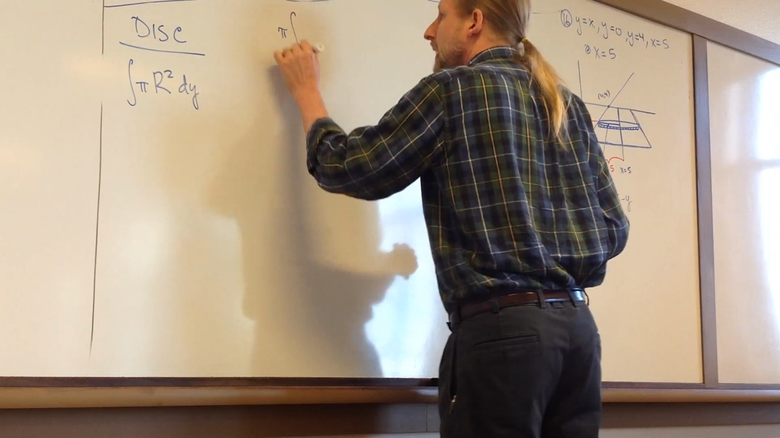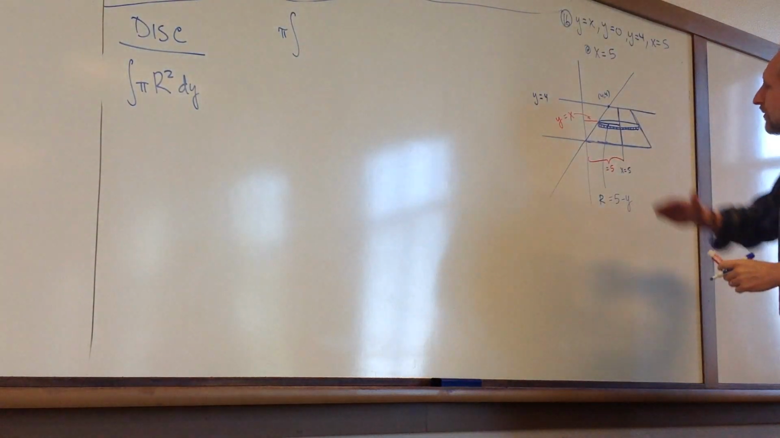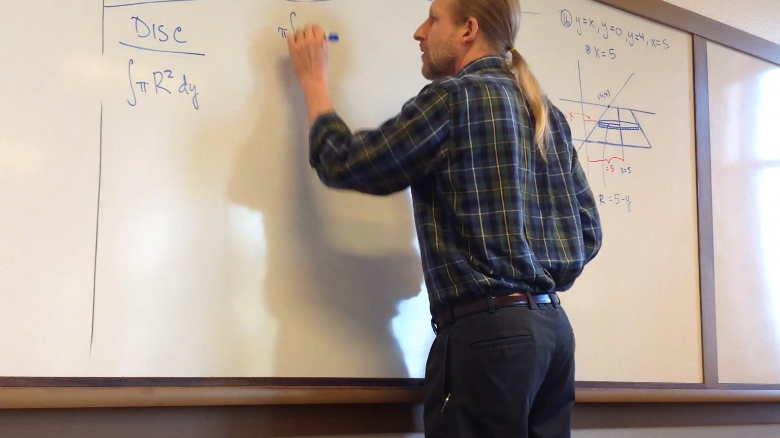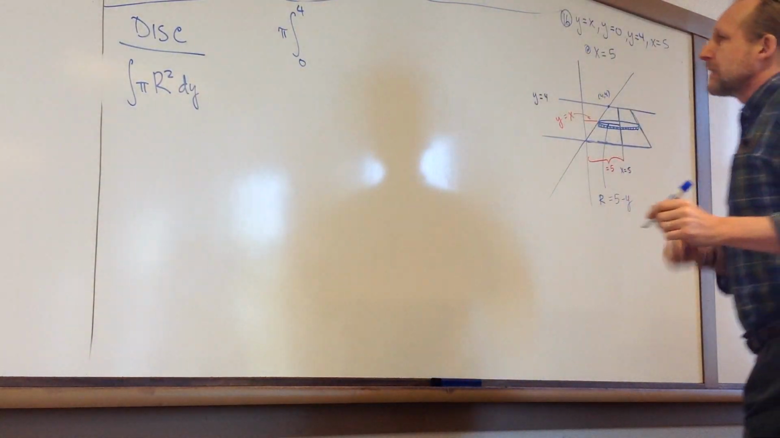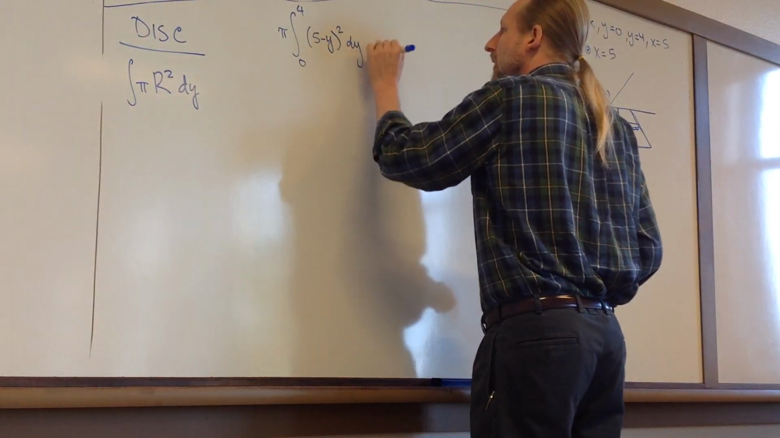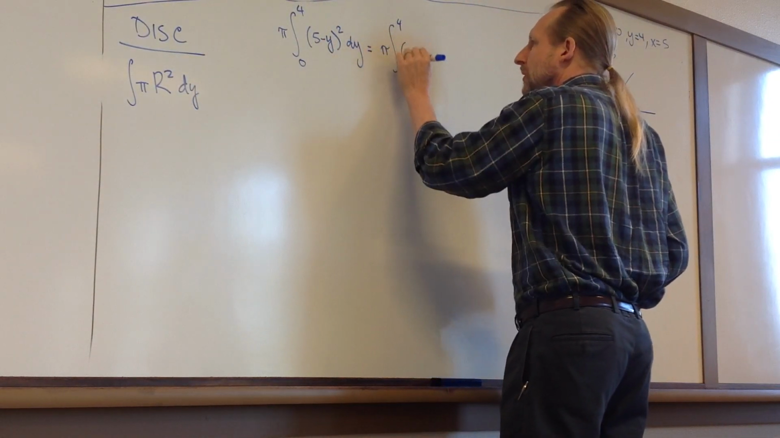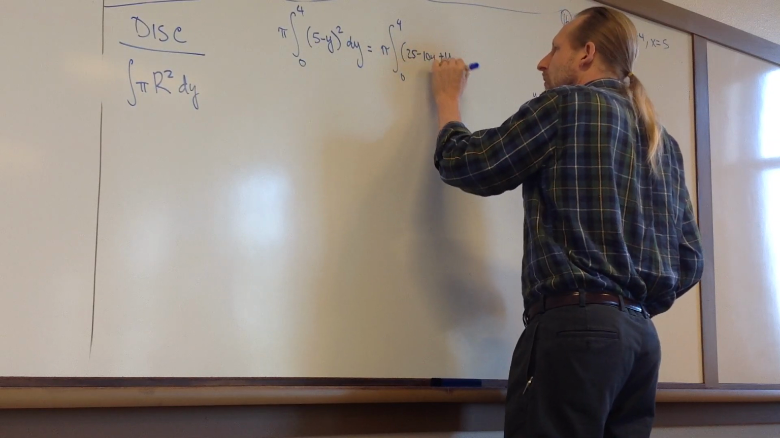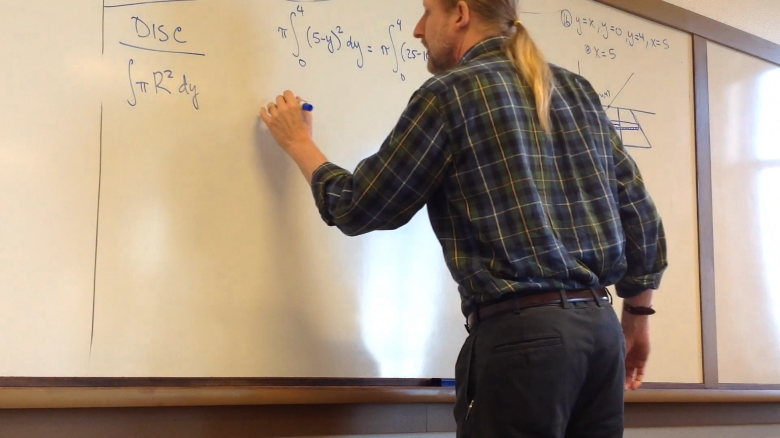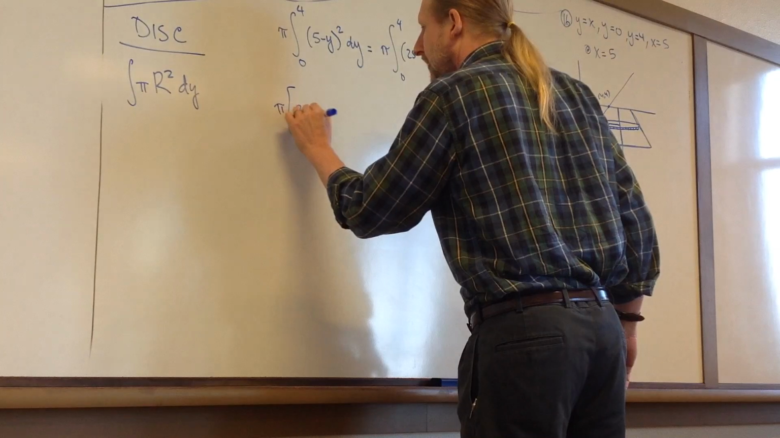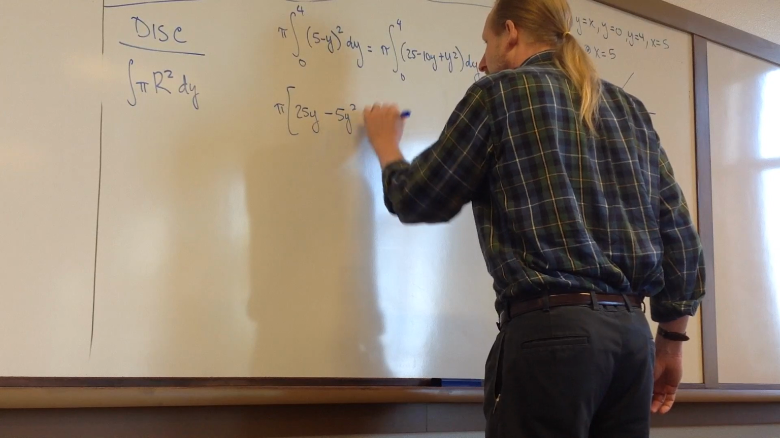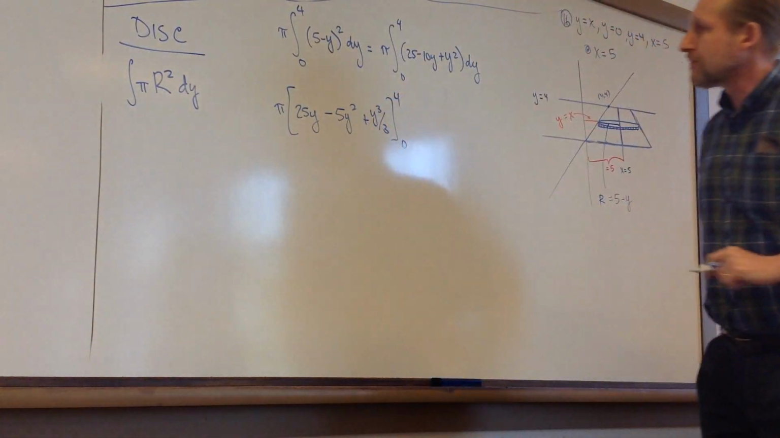So this is going to be pi. Let's see, what are our limits of integration? Well, we're integrating with respect to y, so we're starting at 0, and we're going up to 4. Our radius is 5 minus y, all squared, dy. So let's do our algebra. 25 minus 10y plus y squared. And then when we integrate that, we'll get 25y minus 5y squared plus y cubed over 3. And we're going from 0 up to 4.